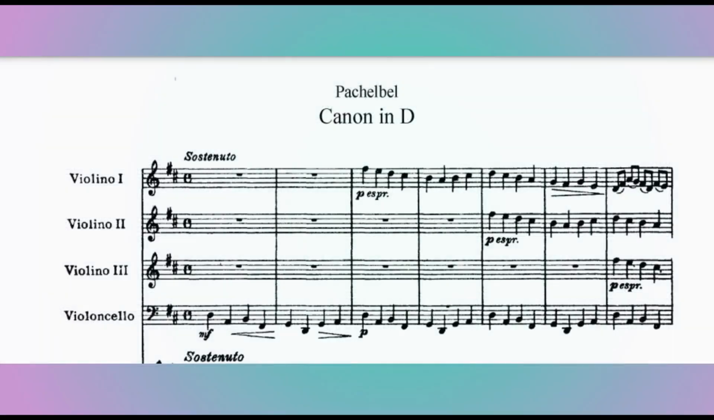This song is called Canon in D because it is a canon, which is a form of music, in the key of D. This means that the notes and chords are centered around the note D.